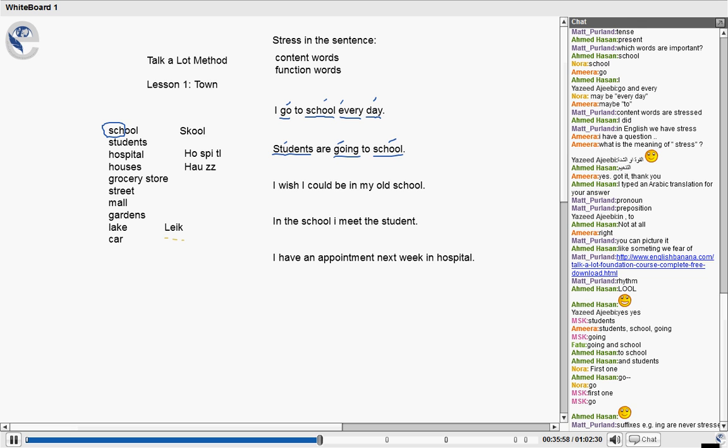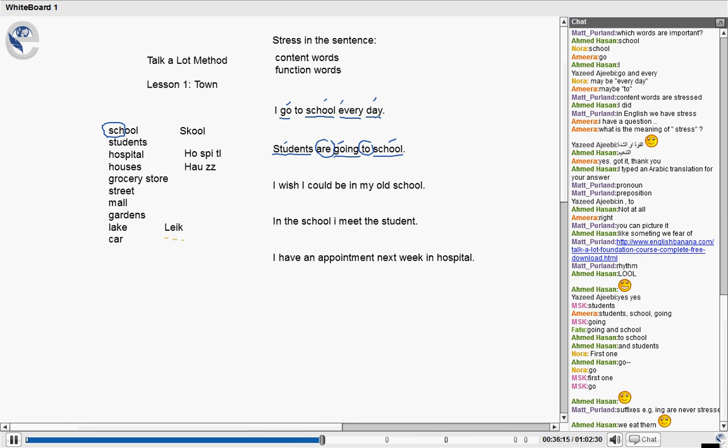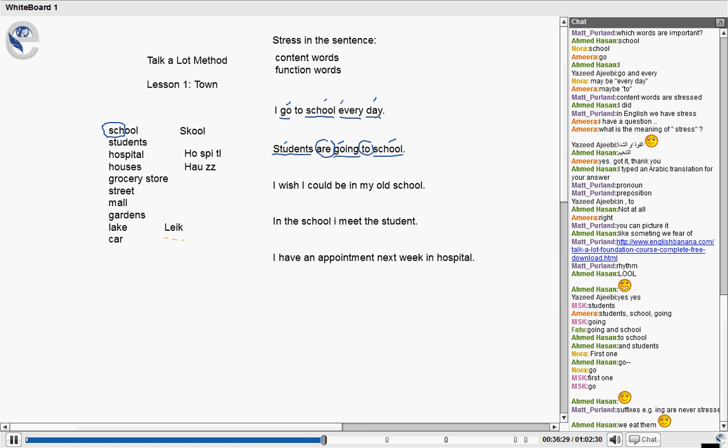Okay. Now, listen to what happens in between this syllable and this one. Because very often students will say every word as if it's in a list. Students are going to school. But if we do that, then we don't have the stress, because everything is the same. So we have to eat them. Yes, like Ahmed's saying, we eat them.